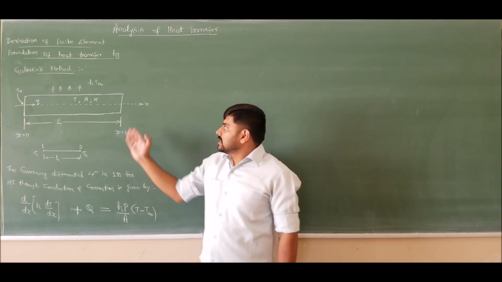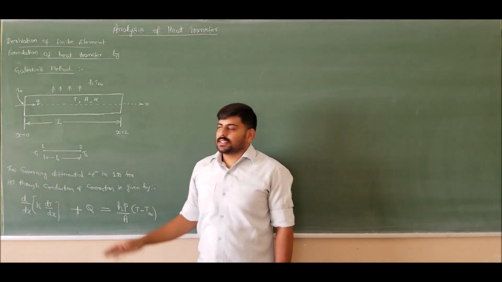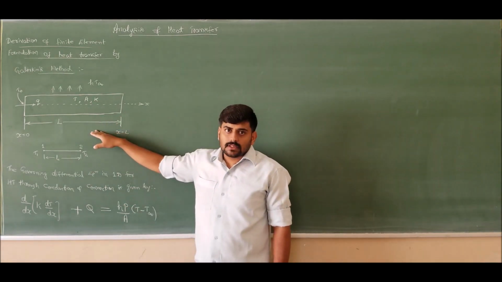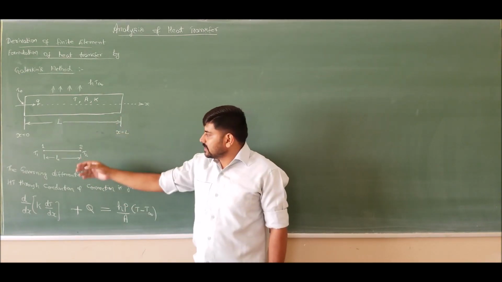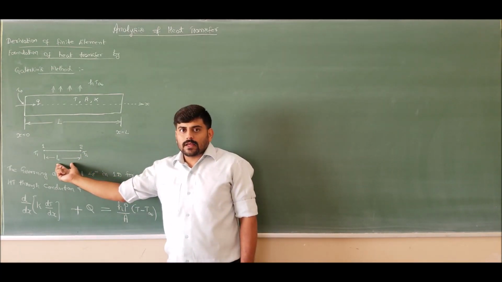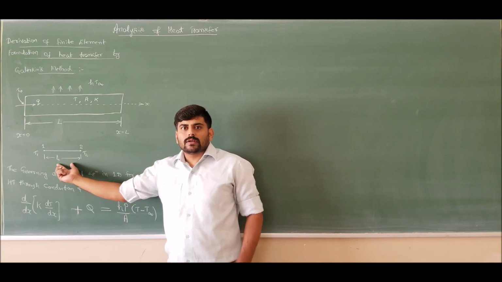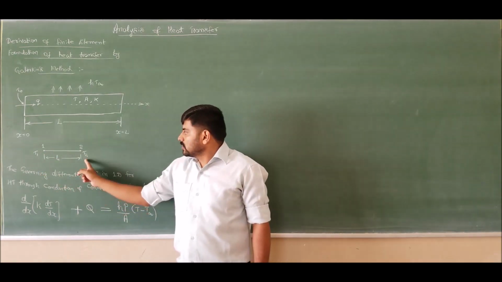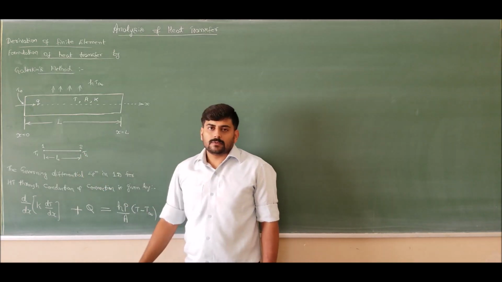Additionally, we can consider the heat transfer due to convection at the end points also. If I formulate this with the help of a one-dimensional element, let the length of the element be Le. A one-dimensional element will have two nodes. At node number 1, the temperature will be T1, and at node number 2, the temperature will be T2.